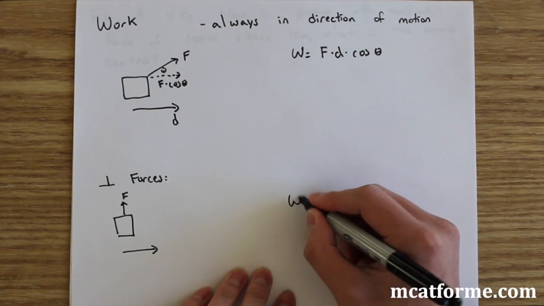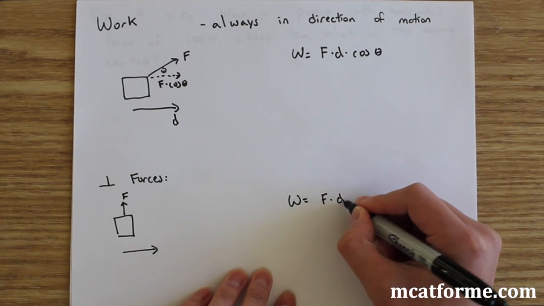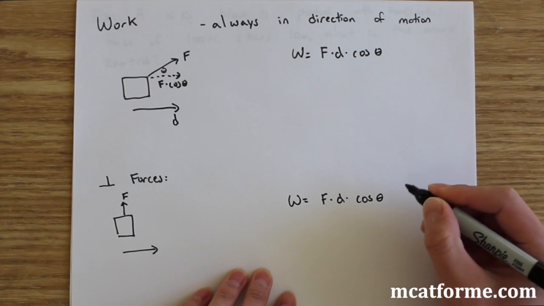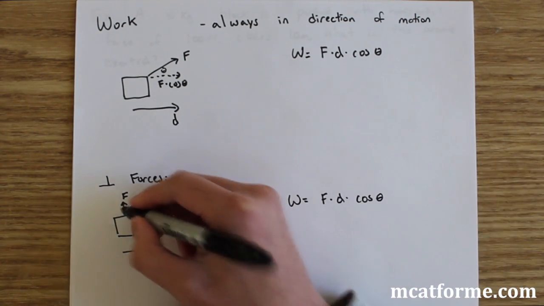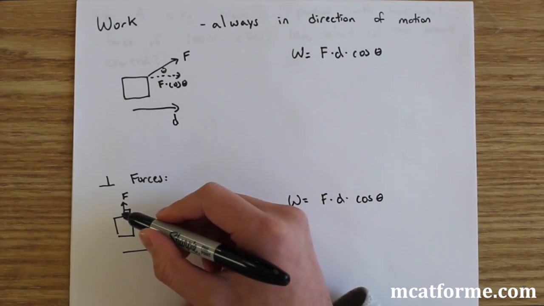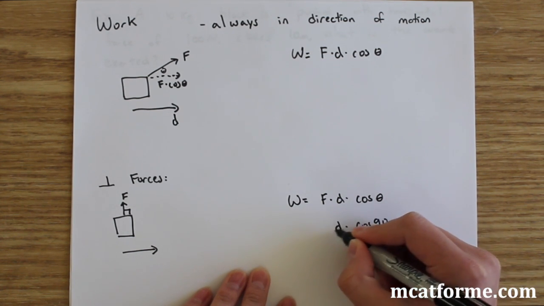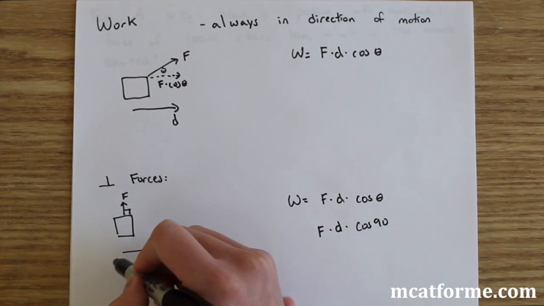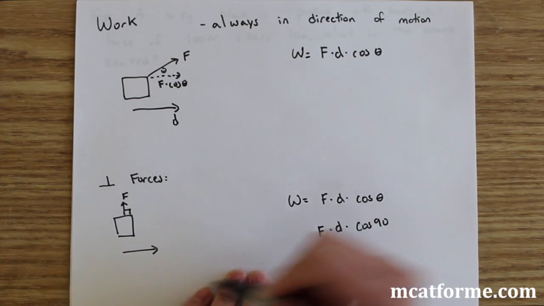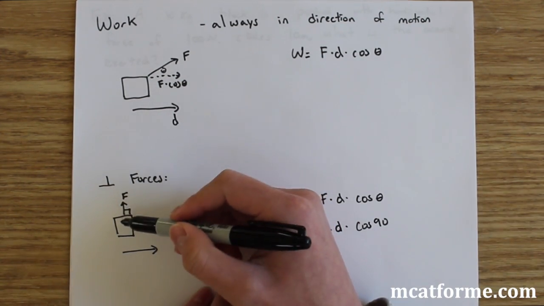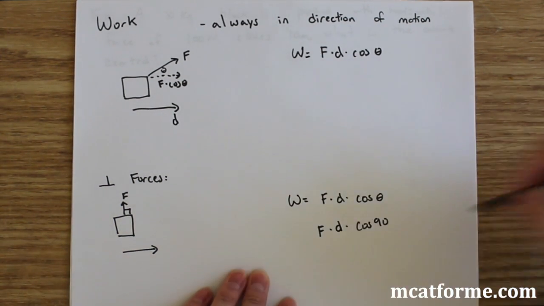Okay, so let's just plug it into our equation. Work equals force times distance times cosine theta. Okay, so a perpendicular force, what would our angle be? Okay, so our angle would be 90 degrees. So cosine of 90 times distance times force. So we're assuming that the object is moving to the right horizontally, and the force is perpendicular to that direction.